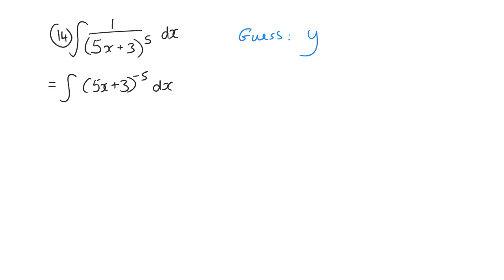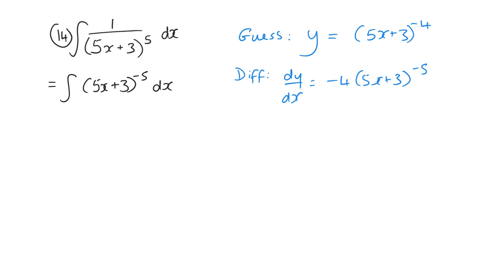Okay, so for this one here, our guess is going to be 1 more than the bracket. Now again, remember, be careful with minus signs. So it's not -6, it's -4. So when we differentiate, we get -4 upon (5x + 3)^-5, and then differentiate what's in the bracket, so times by 5. So we'll get -20 upon (5x + 3)^-5.